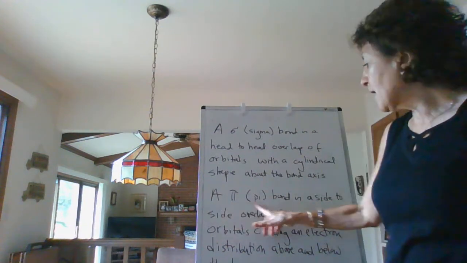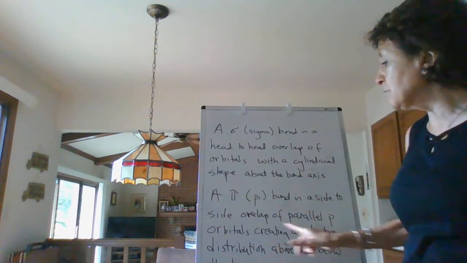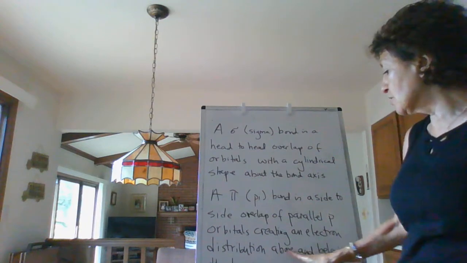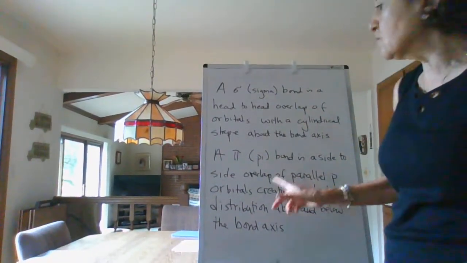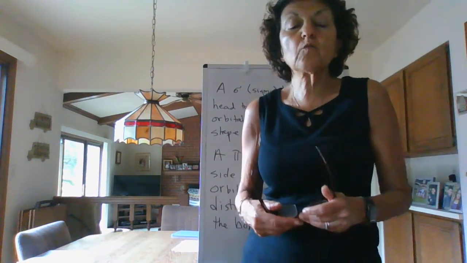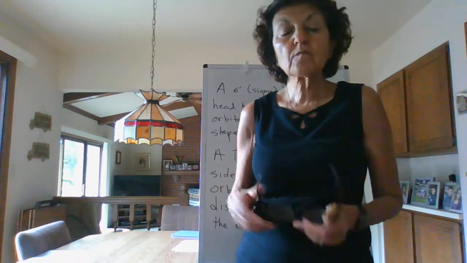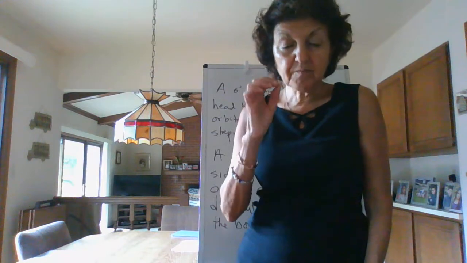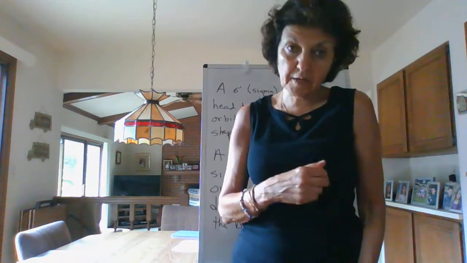Pi. A pi bond is a side-to-side overlap of parallel p orbitals, creating an electron distribution above and below the bond axis. Again, sounds more complicated than it is. What this is telling you is that when you've got a double bond or a triple bond, one of the bonds is sigma, and then the other one or the other two are considered pi.